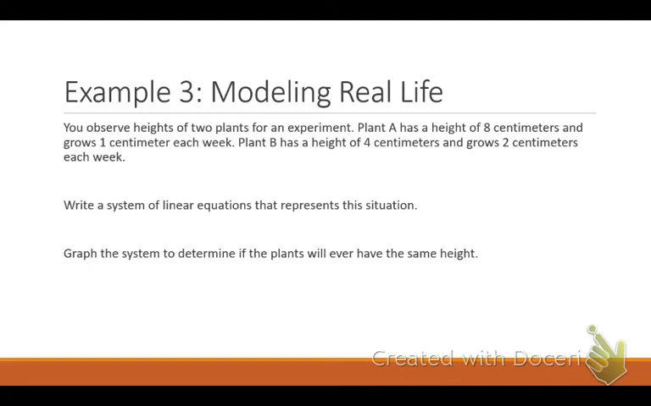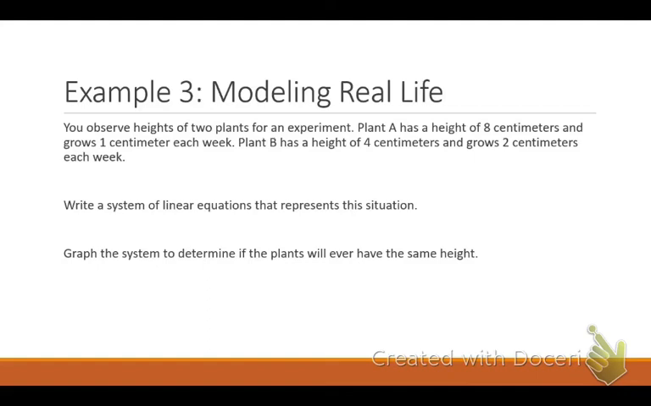So what's happening with these plants is plant A starts at a height of 8 centimeters and plant B starts at a height of 4 centimeters. But guess what's happening? Plant A is growing slower than plant B. The rate is different. So I'm going to write this in an equation. Plant B started off shorter, but it's growing faster. Will there be a point where they're the same height? Probably. Now, if they were growing at the same rate, are they ever going to be the same height? No, they're going to be parallel. That's why same slope is parallel.